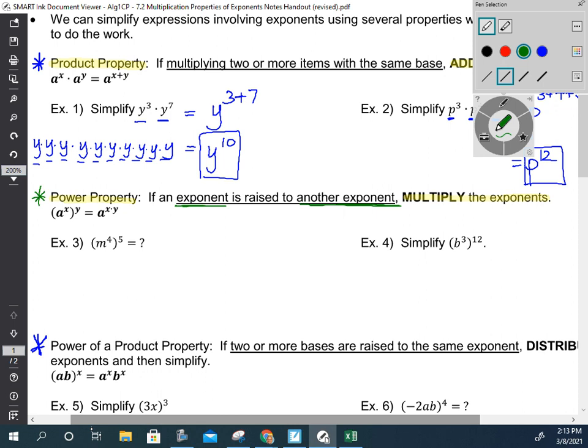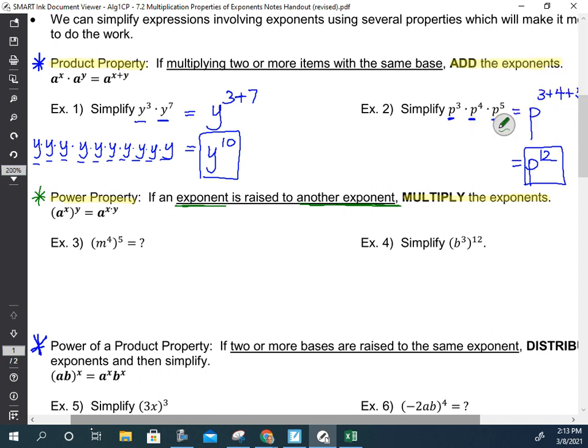So now we're going to do two more examples. You have m raised to the 4th raised to the 5th power. So you've got two exponents. One base, two exponents. Now, you can write this out 5 times. This is the long way to do it. You can write it out 5 times and then add all those 4s up.